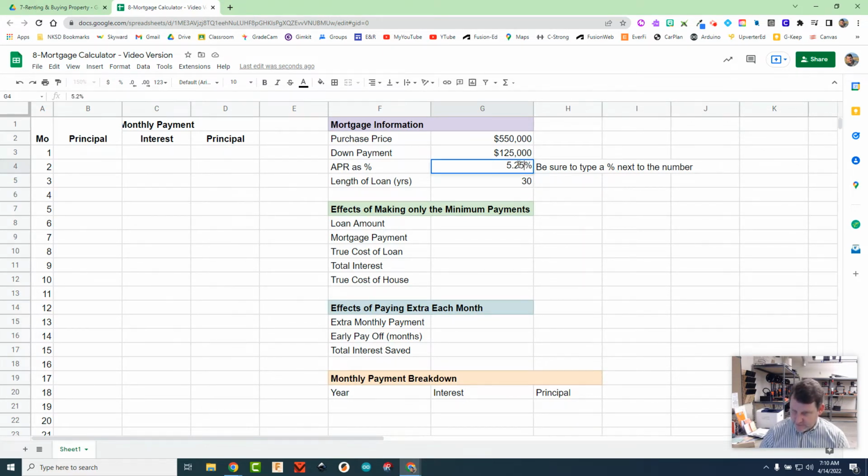So I'm going to do 5.25. And sometimes Sheets will read it as a percent, sometimes it'll read it as not. So it's just life. All right.